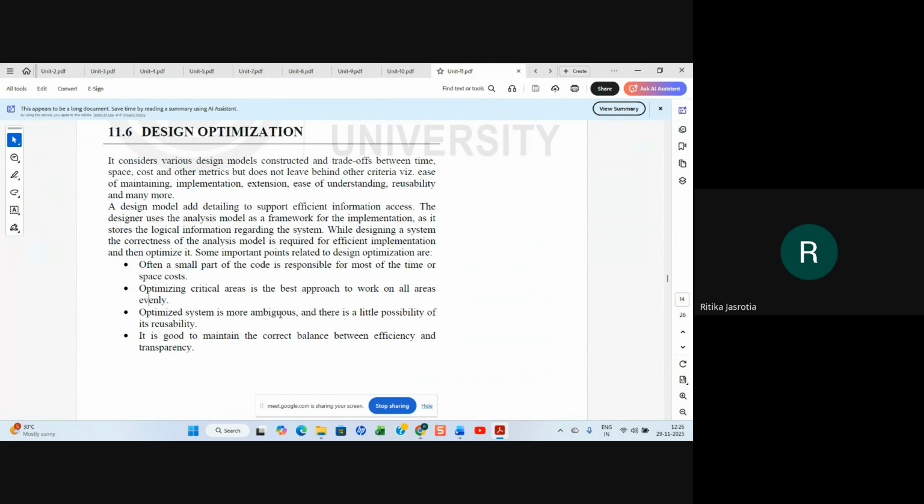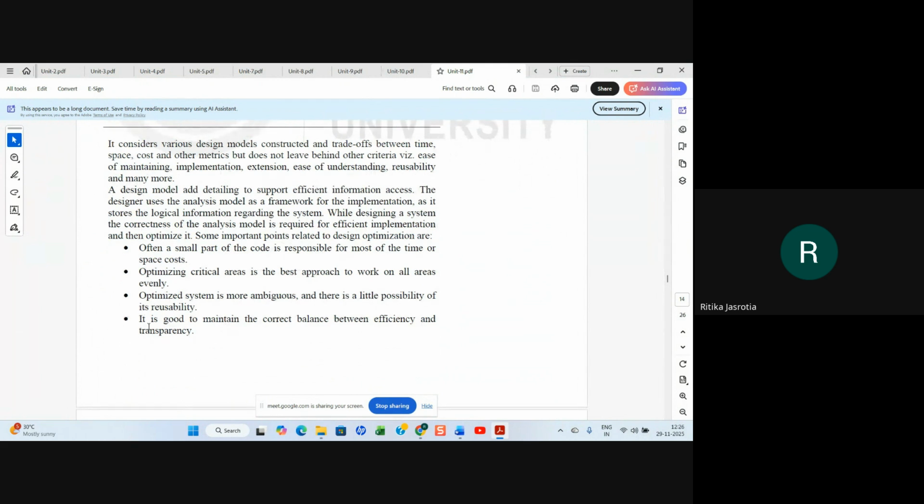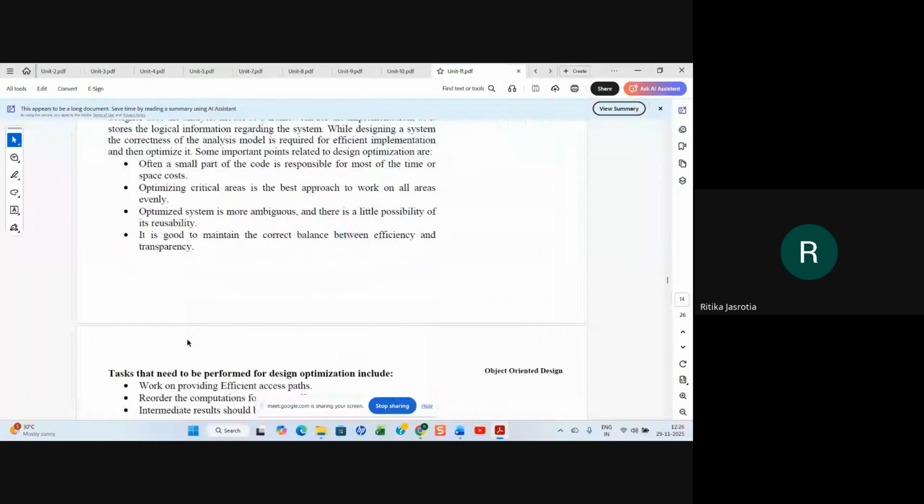An optimized system is more ambiguous and there is little possibility of its reusability. So the system which is optimized is more ambiguous, that means it will not be reusable. So generally there is little possibility of reusability of that portion. It is good to maintain the correct balance between efficiency and transparency.